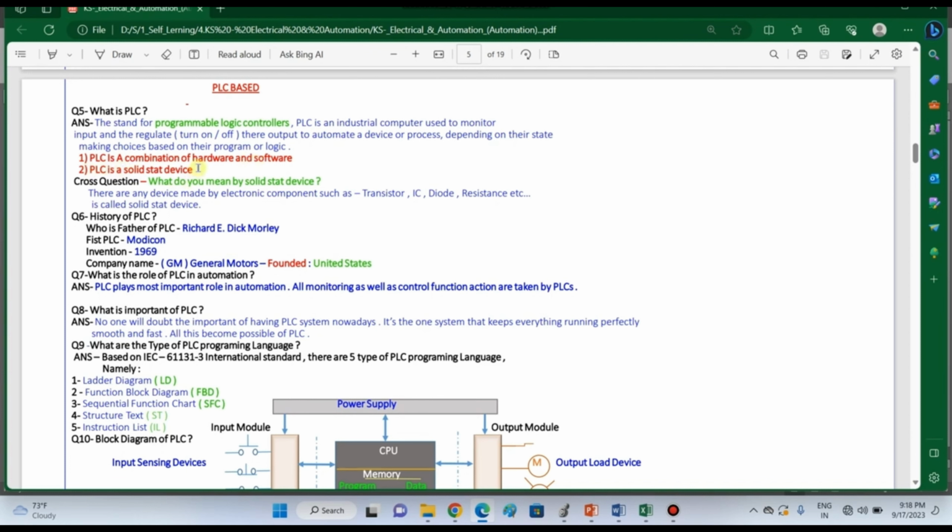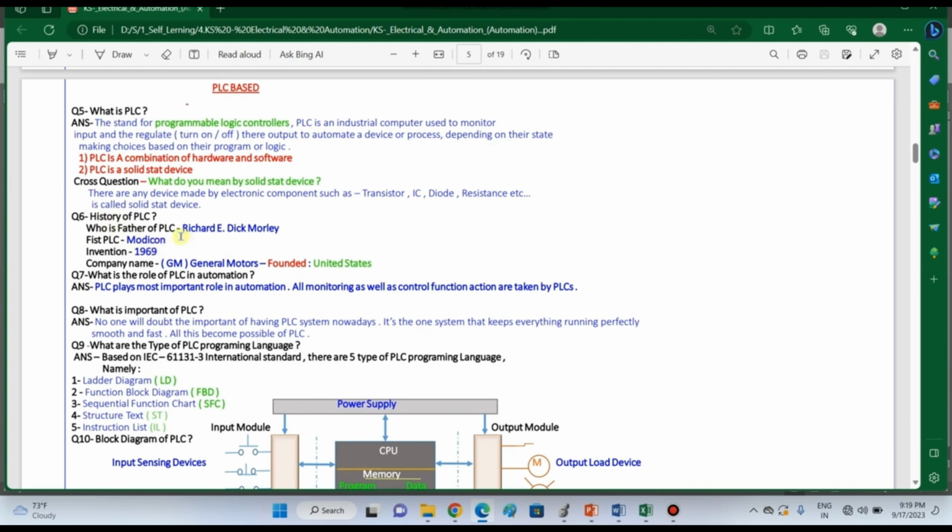PLC is a solid state device. Solid state device means, so here we can see a cross question: what do you mean by solid state device? Any device made by electronic equipment. Just like you have a laptop, so laptop is made of electronic equipment, just like diode, triode, IC, transistor, cathode, register, resistance, other electronic devices. Or you have a phone, so phone is also made from solid state devices. So a solid state device means any device made with the help of electronic devices.